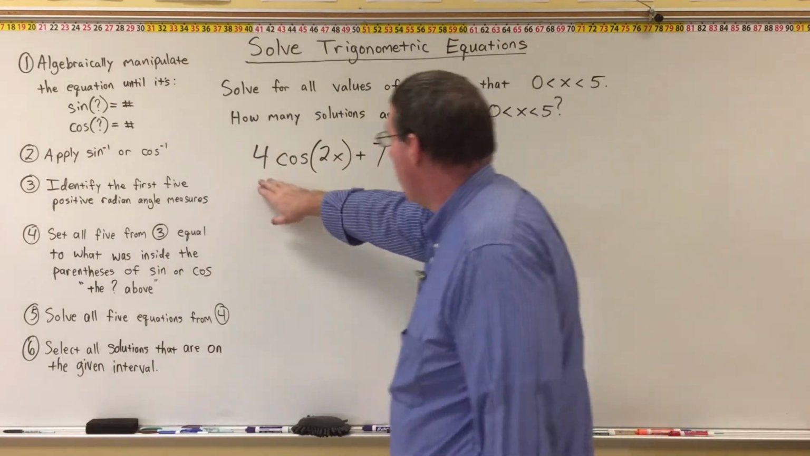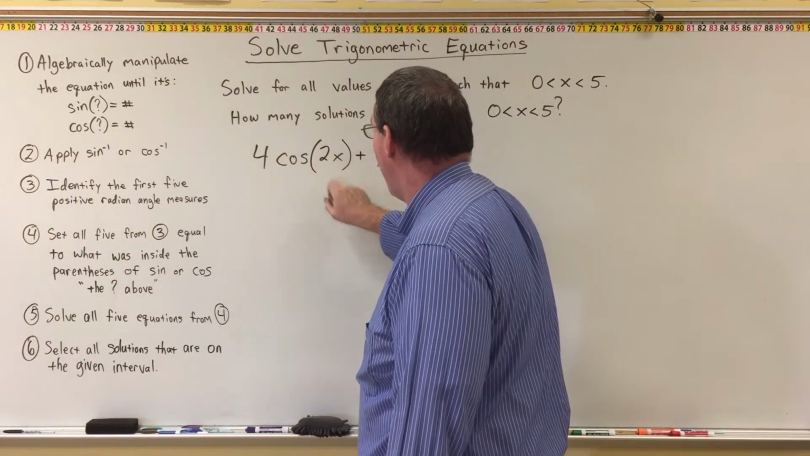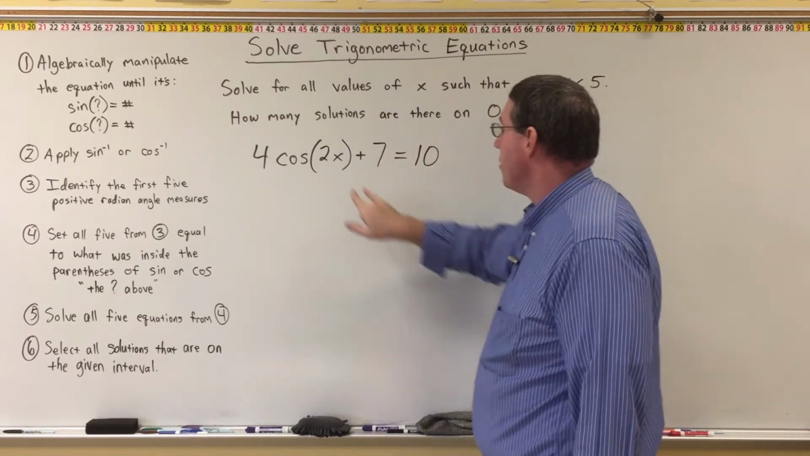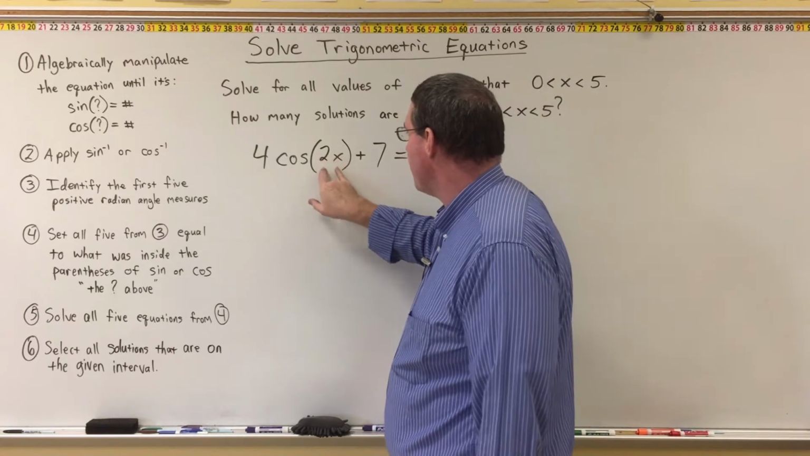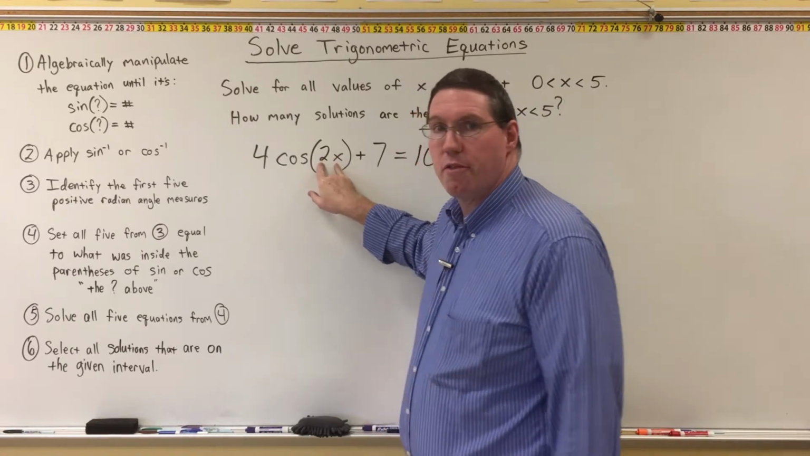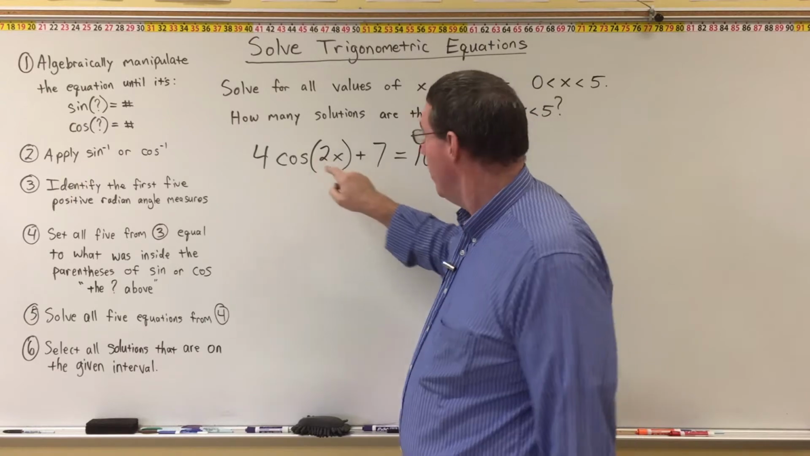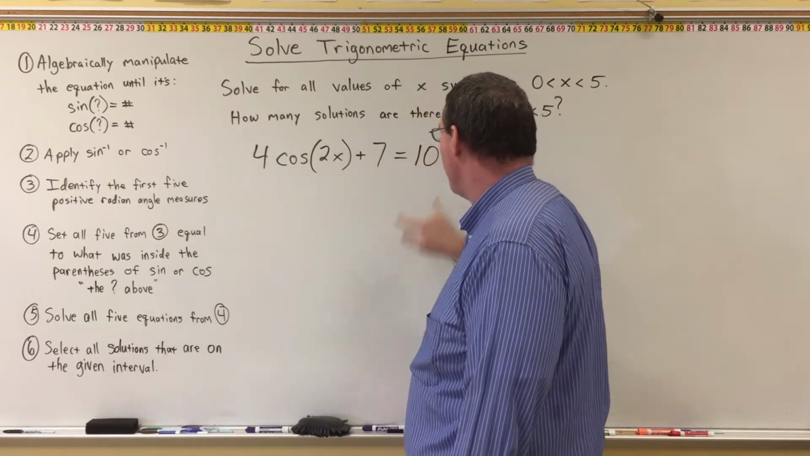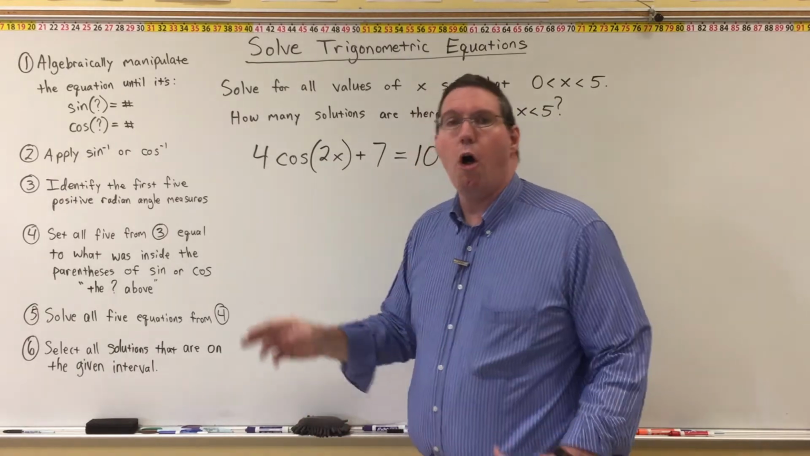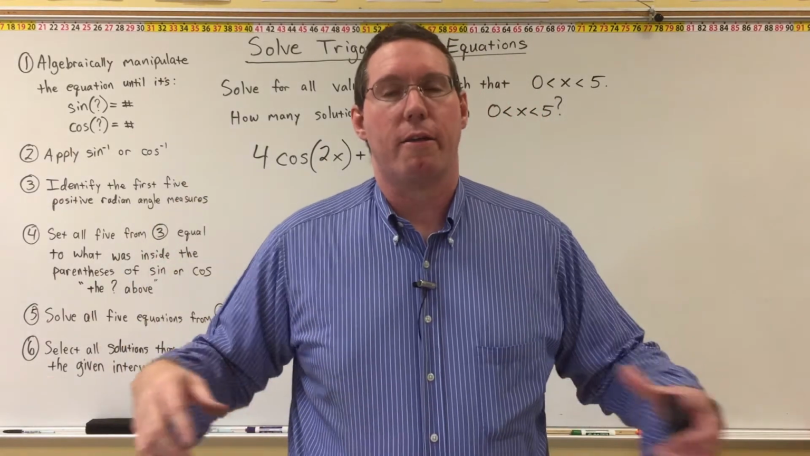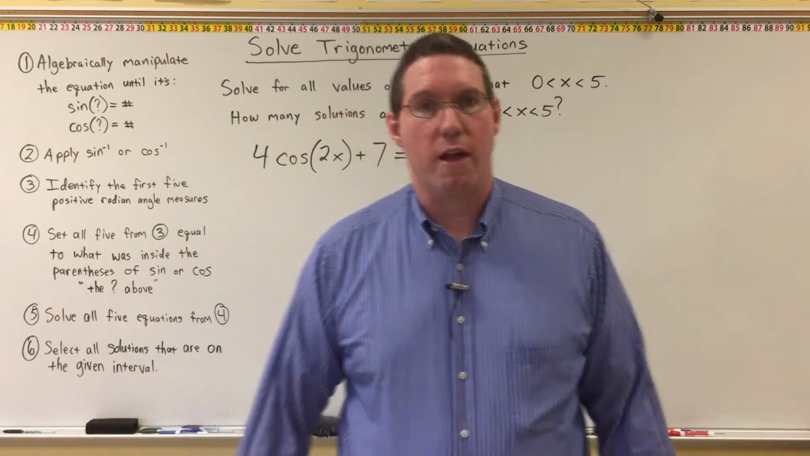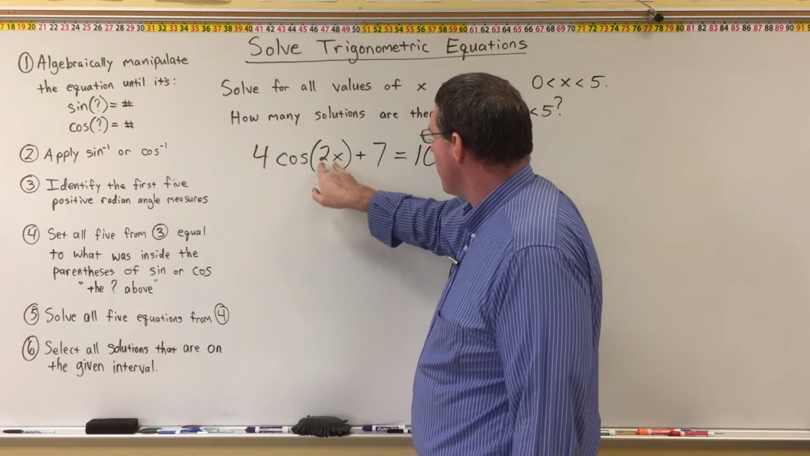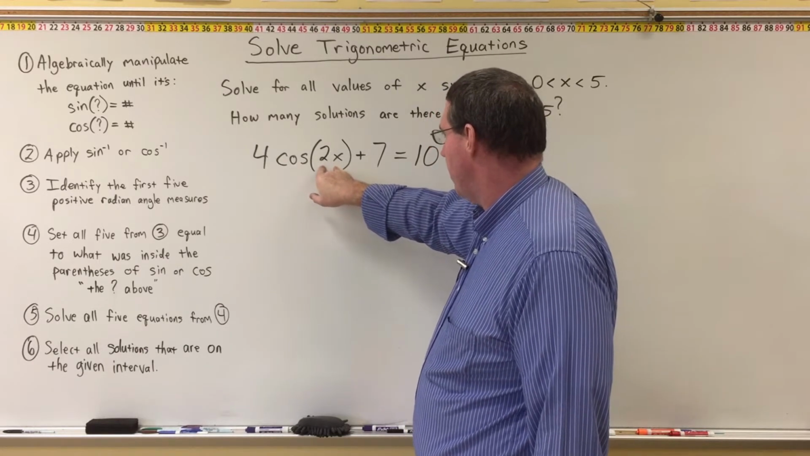Here's our equation: 4 times cosine of (2x) plus 7 is equal to 10. Now whatever is inside the parentheses represents the theta angle. That represents the angle. This plus 7, not part of the angle. This 4, not part of the angle. This 10, not part of the angle. All of that stuff is just extra algebraic stuff piled on top of the cosine function. This cosine of 2x is what we're trying to isolate.